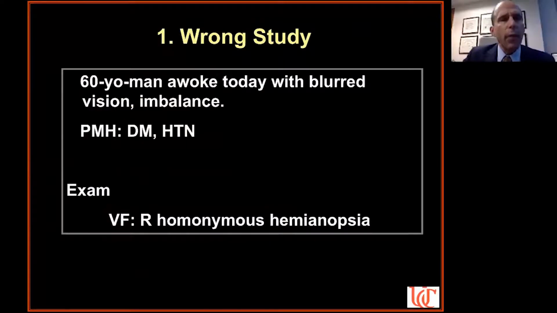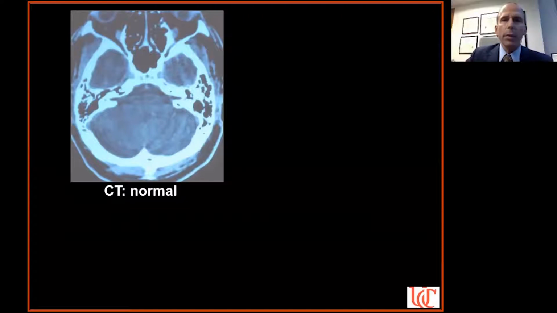So here's a case of the wrong study. This is a 60-year-old man. He awoke today with blurry vision, and he was off balance. He had a history of diabetes and high blood pressure. On examination, and I saw him actually after he went to the emergency room, he had a right homonymous hemianopsia. And here is his CAT scan that was done in the emergency room. We're down a little bit lower here looking at his cerebellum. He was off balance, as you'll remember, but this is a CT scan. They sent him from the emergency room to see me because of his visual complaints. And here's his CT scan, which looks pretty normal.